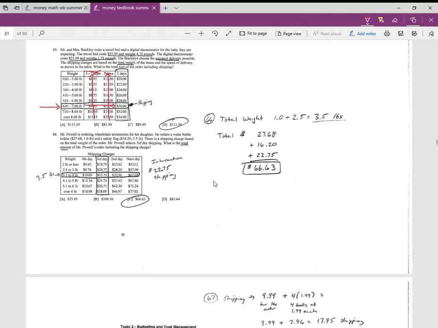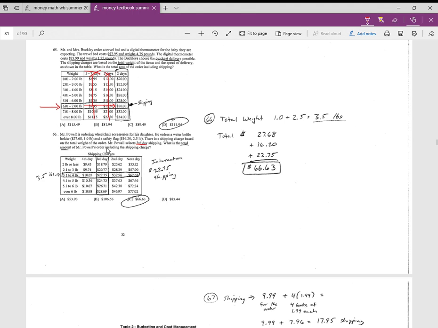Number 66 is very similar. They're ordering wheelchair accessories. He orders a water bottle holder, it's $27.68, and that is a pound. And a safety flag, which is $16.20, it's 2.5 pounds. The shipping charge is based on total weight of the order, and he selects 3rd day shipping. What is the total amount?